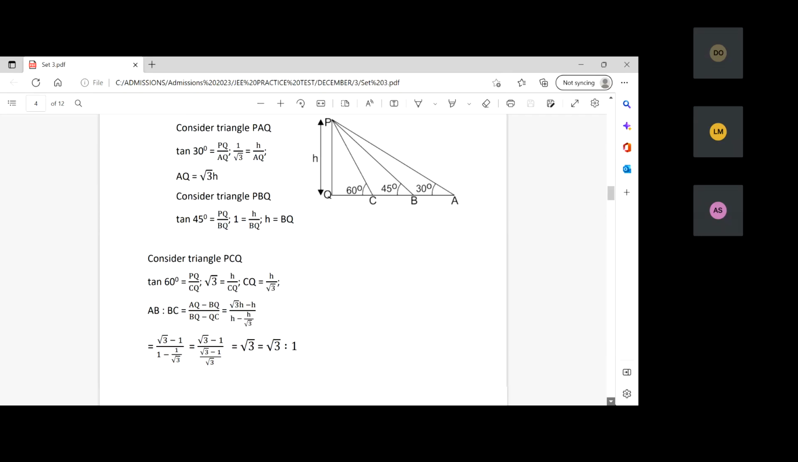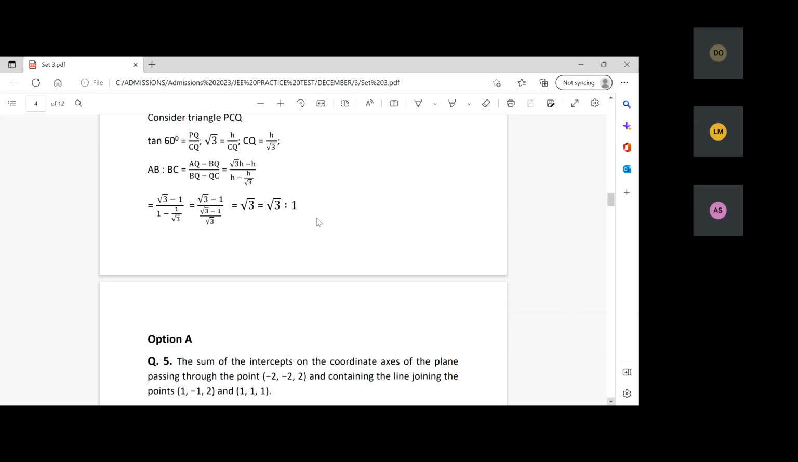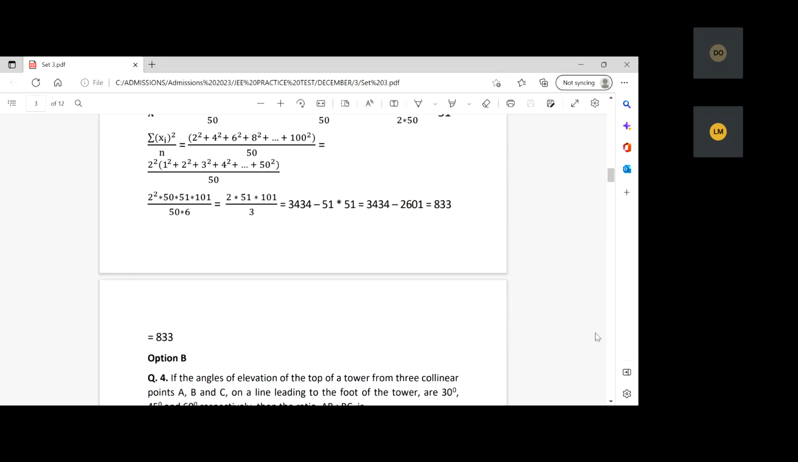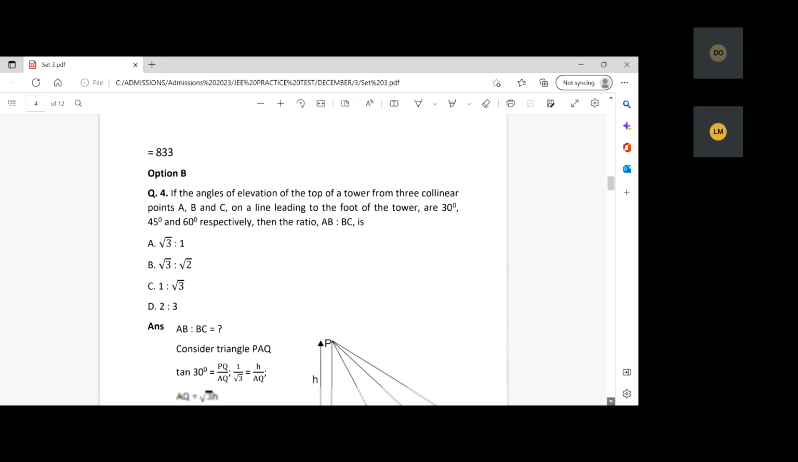I think a lot of students have answered it correctly and the correct option for this question is option A. I hope you understood how you need to solve this question. If you have any doubts, just type this in the chat box. I'll show this question once again.